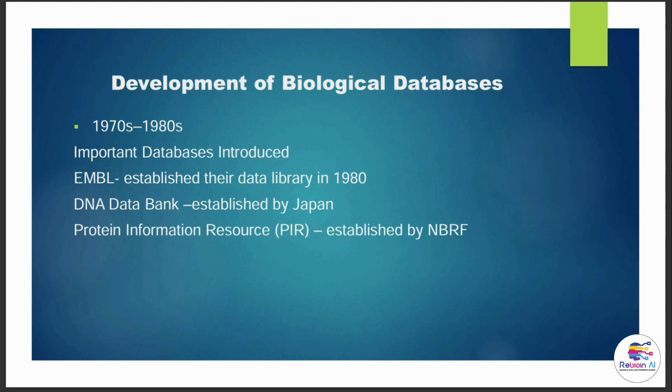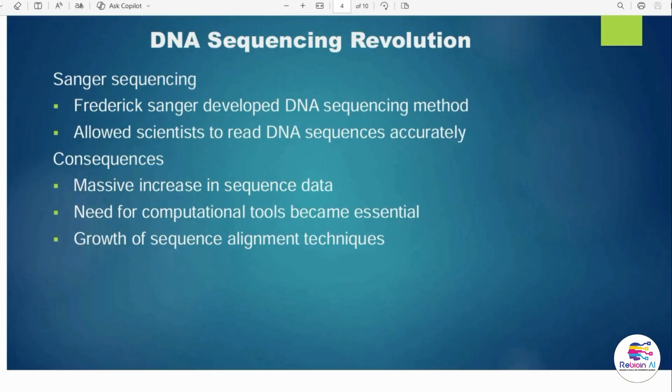Once databases were established, scientists needed faster methods to generate DNA data. This led to one of the greatest revolutions in molecular biology, that is DNA sequencing. One of the most important developments in bioinformatics history was the invention of DNA sequencing. Frederick Sanger developed the Sanger sequencing method. This technique allowed scientists to determine the exact order of nucleotides in DNA. For the first time, researchers could read genetic information accurately. This was a historic breakthrough because of Sanger sequencing.